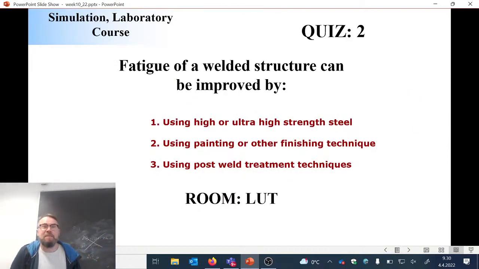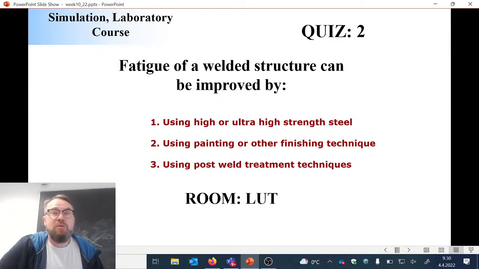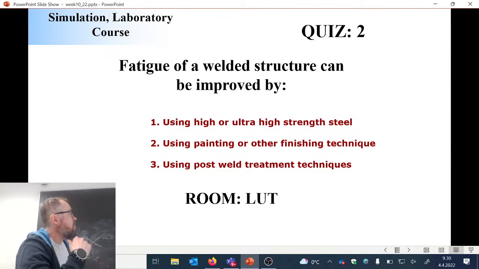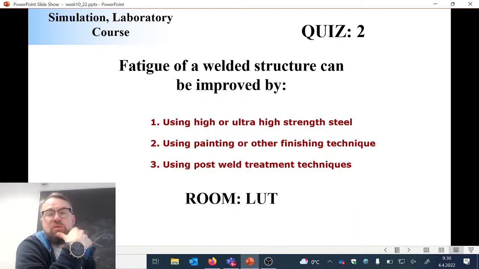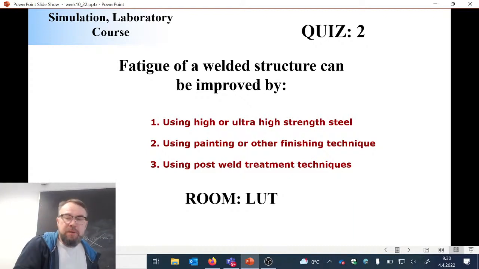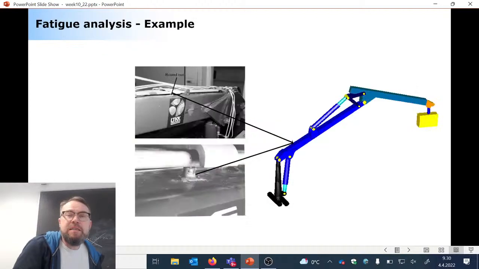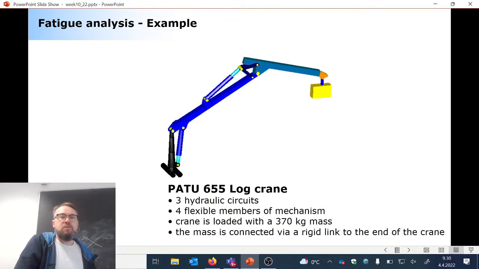Now, fatigue of a welded structure can be improved by using high or ultra-high strength steel. Remember what I just explained about this different steel material? Or you can use painting or another finishing technique that takes these fatigue cracks away. Or you can use post-welding treatment techniques. And post-welding treatment techniques are the ones that are affecting the two things.